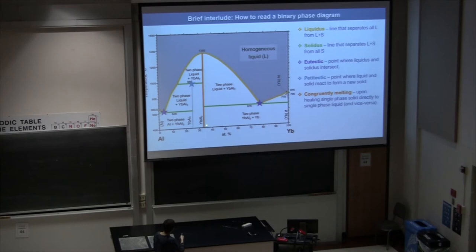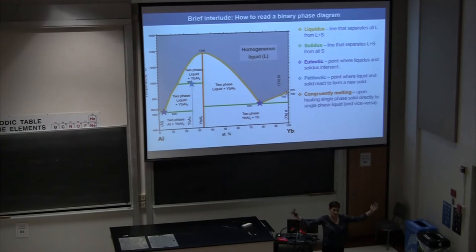On this phase diagram, there are two ordered compounds represented by the vertical lines, ytterbium aluminum 3 and ytterbium aluminum 2. And the thing that you can notice right away that's different between them is that the line for ytterbium aluminum 2 goes all the way up to the liquidus. And this tells us that this compound is congruently melting. It never decomposes into something else. It goes directly from its solid phase into a liquid melt that is homogeneous.